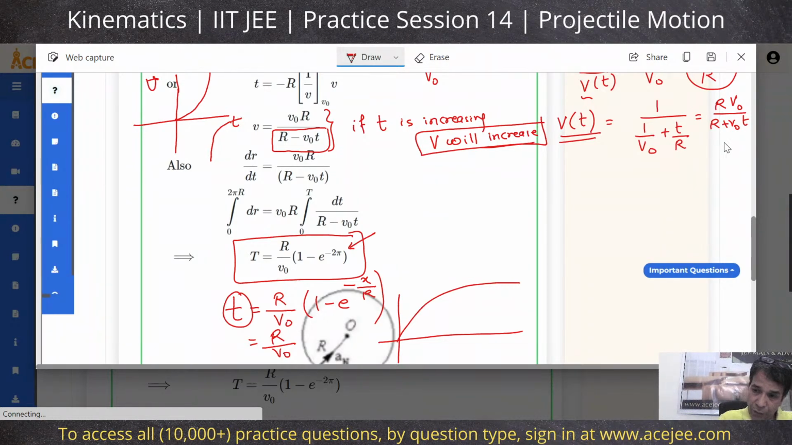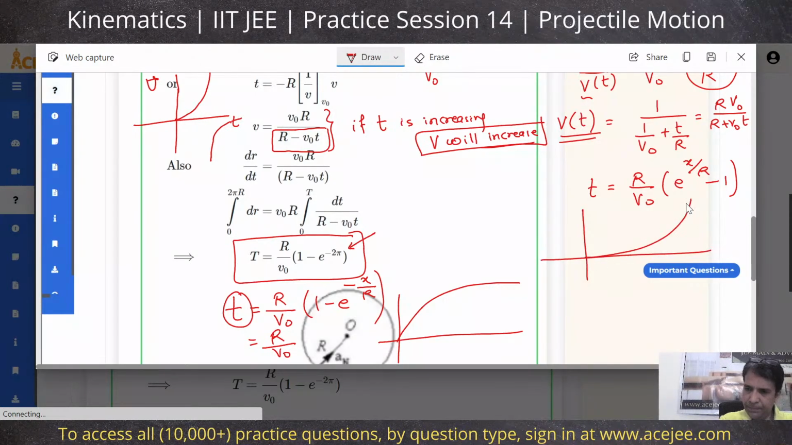Yes. What we got was r by v0 times e to the power x by r minus 1. So what does that give us? Again at t equal to 0, this is 0, but ours is like this. The question is, why would we be approaching infinity? By the way, what am I plotting here? So this is x, this is time t. That's what I'm plotting.